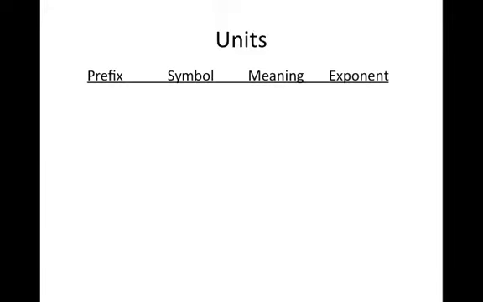We'll talk about a number of prefixes which can be used to modify any of the base units in chemistry. The base units that we talk about are things such as meters, grams, seconds, etc. Any of the prefixes that we're going to discuss here can be used to modify these units. We'll talk about the prefix, symbol, meaning, and exponent.